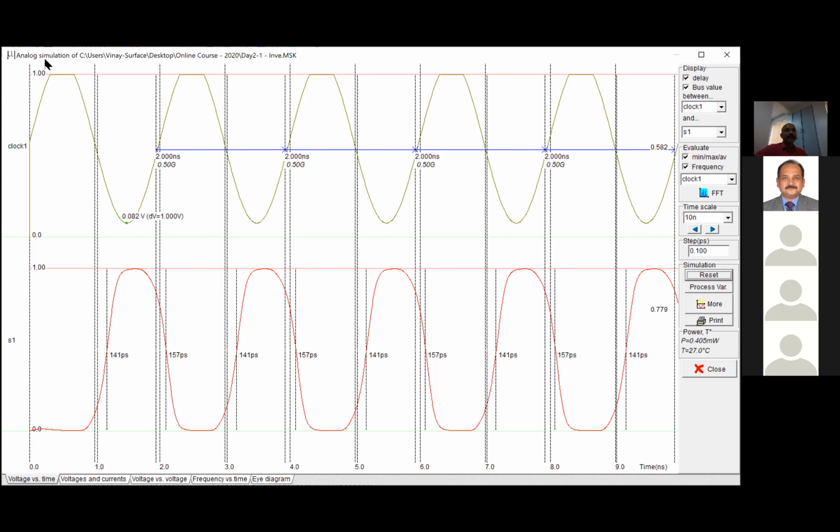So this was about the inverter segment. Now let's take something on ring oscillator. We will design a ring oscillator. Oh, it's 4:30.